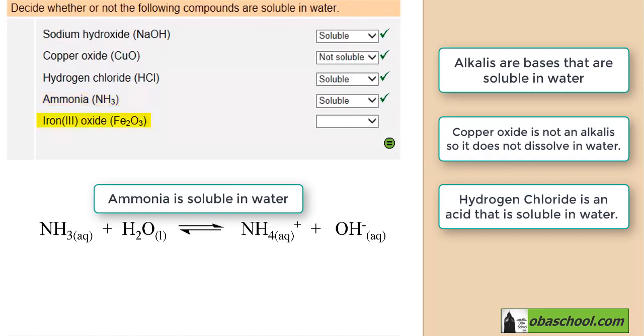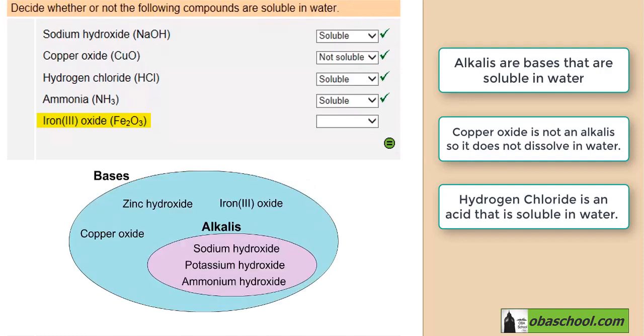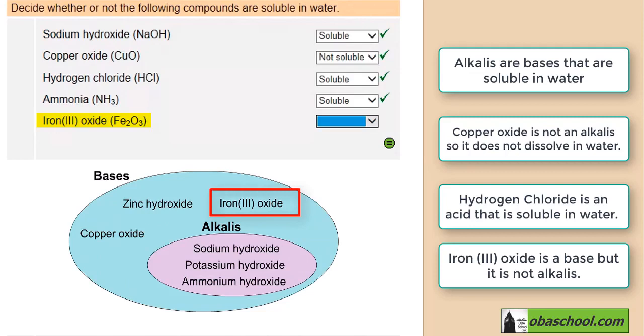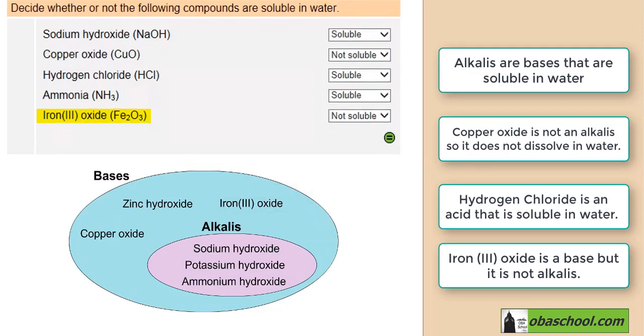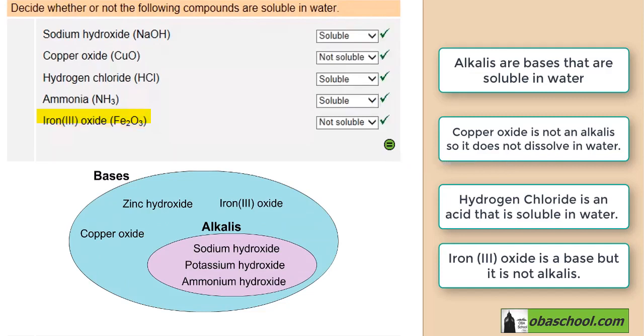Iron 3 oxide has the formula of Fe2O3. Is it soluble in water or not? Think about the diagram that we saw earlier in the video. Iron 3 oxide is a base, but it's not an alkali, and therefore it is not soluble in water.